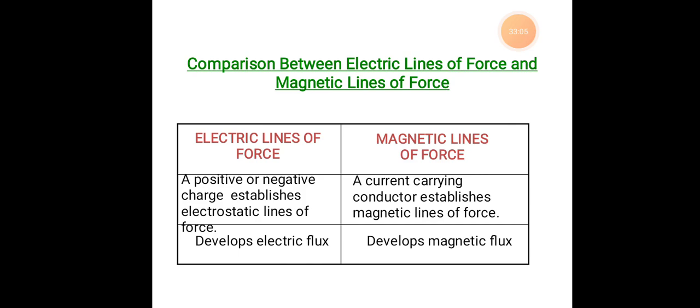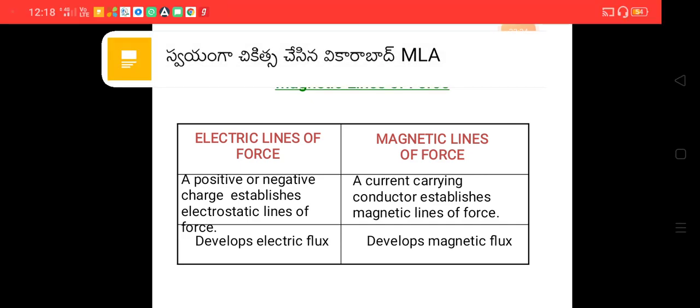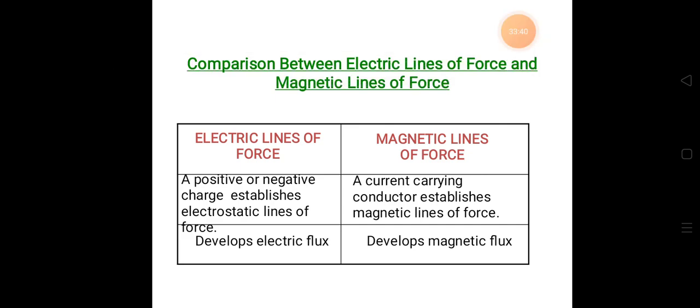In electric lines of force, a positive or negative charge establishes electrostatic lines of force. In magnetic lines of force, a current carrying conductor establishes magnetic lines of force. In electric lines of force, the electric flux is developed. In magnetic lines of force, the magnetic flux is developed.